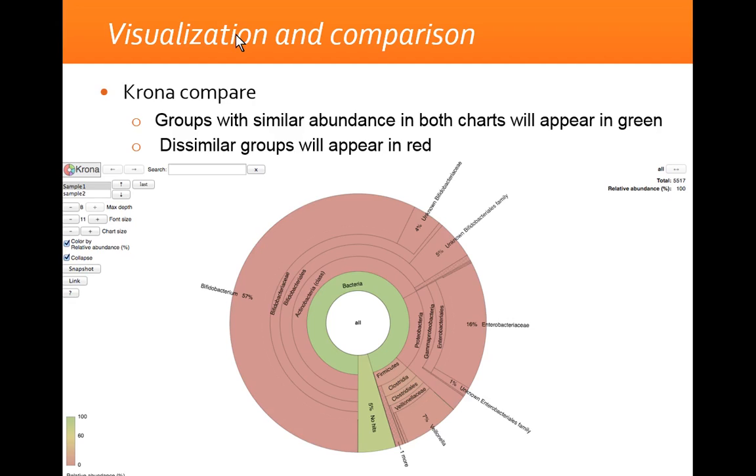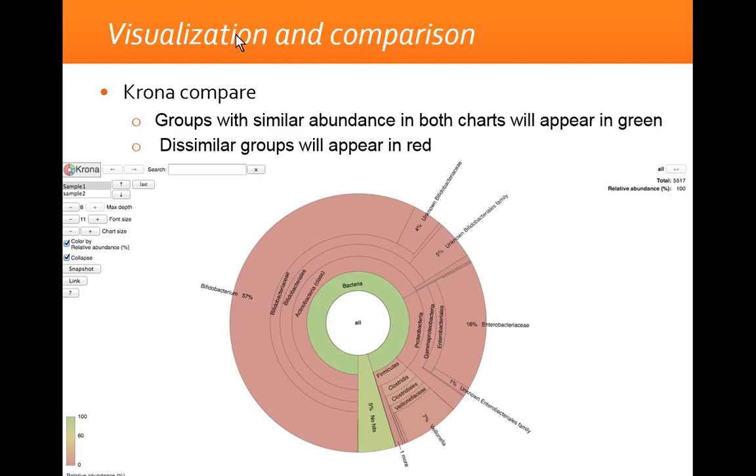As I said, Krona Compare, the tool we made, instead of just coloring the chart randomly or after the hierarchy, colors it so that green means that the fraction is similar to the other data set. So in this example, the bacteria fraction will be pretty much the same as in the other data set, while the red ones, for example Bifidobacterium, won't be 57%, it will be something else. So it's a quick tool to get a quick overview of what kind of taxa have similar fractions in the different data sets.